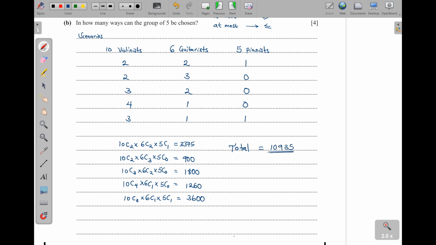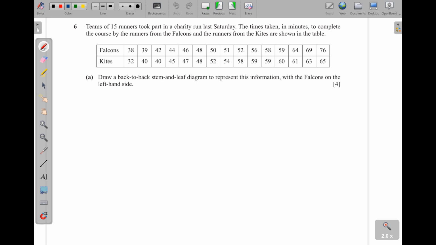10,935. So that is that. Question 6 is coming from statistics and particularly stem and leaf diagram. Teams of 15 runners took part in a charity run last Saturday. The times taken in minutes to complete the course by the runners from the Falcons and the runners from the Kites are shown in the table.